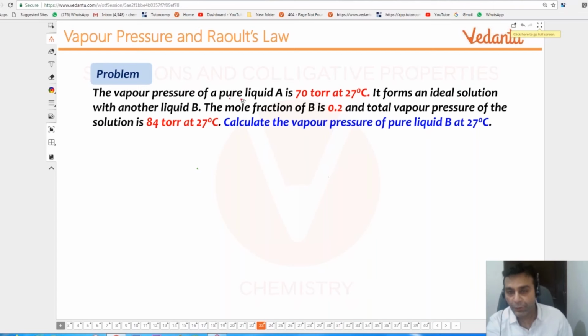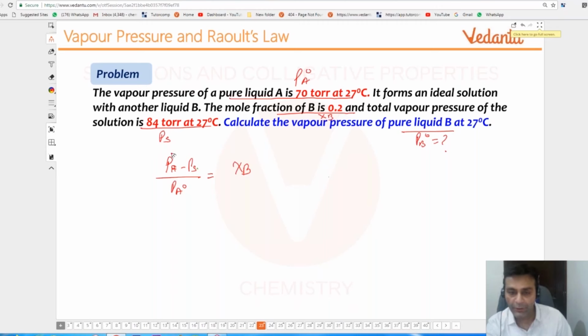The vapor pressure of the pure liquid A, it means this is the value of PA naught. Its mole fraction of B is equal to 0.2, means this is the value that XB is given to you. And the total pressure of the solution is equal to PS. Calculate the vapor pressure of the pure liquid B. PB naught is to be determined. Right? So we know this formula, PA naught minus PS upon PA naught is equal to mole fraction of B. Right?